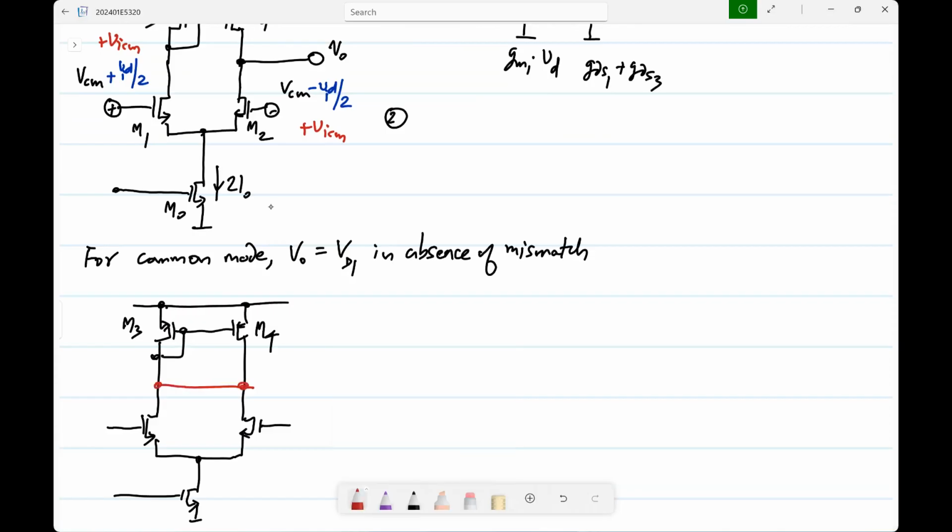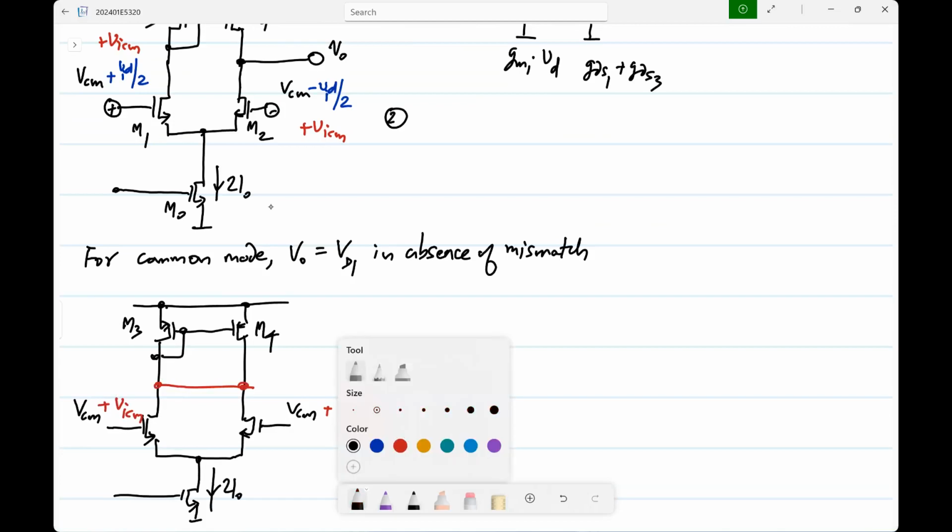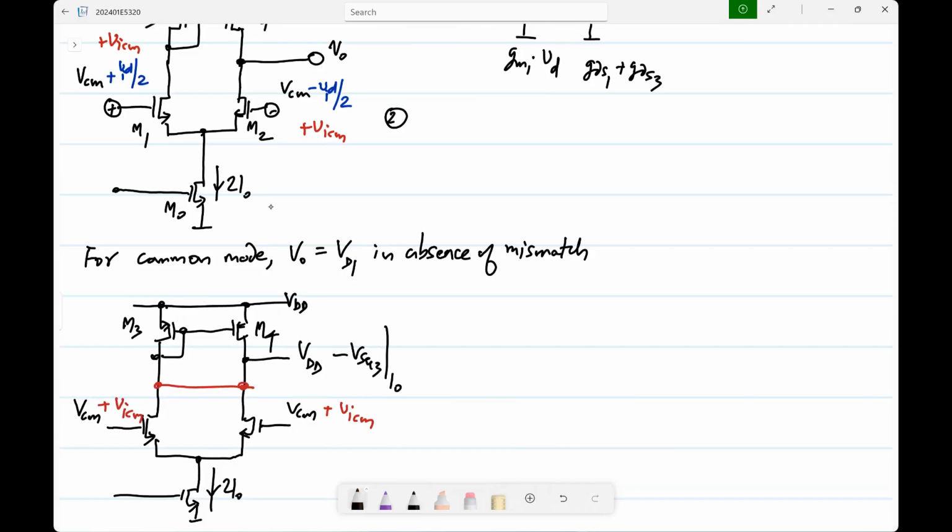So these two are shorted, and the operating point here is VCM, and you have some 2I0 flowing there. Over that, I have some incremental voltage. Similarly, the operating point at the output would be VDD minus VSG3 at a current of I0. I have taken 2I0 to be the tail current source, so I have I0 and I0 on either side. So now the question is, what is the increment at the output?